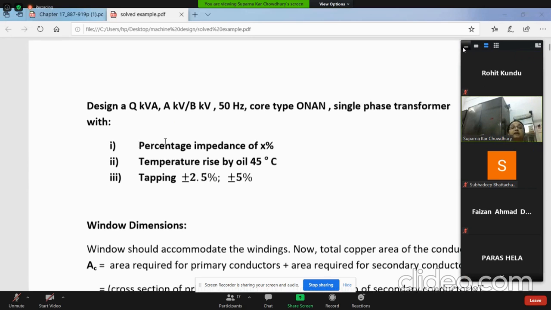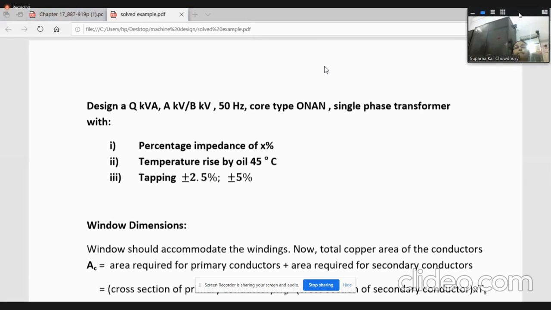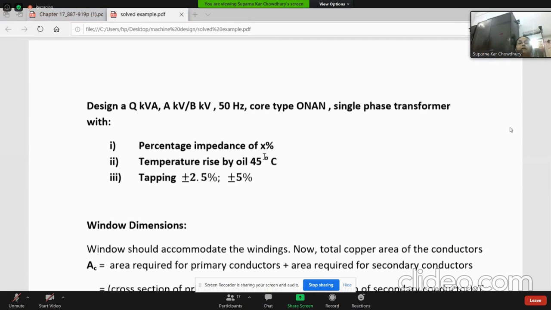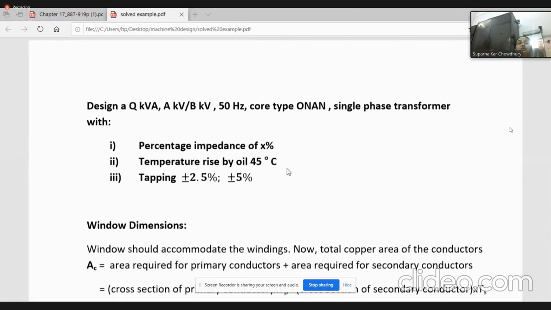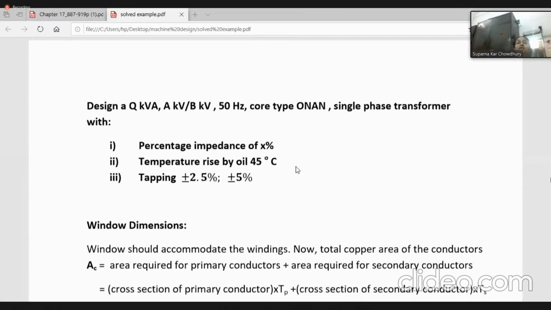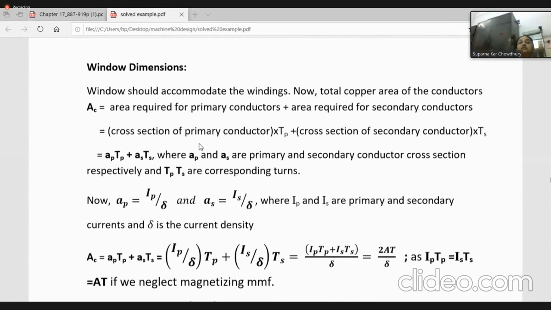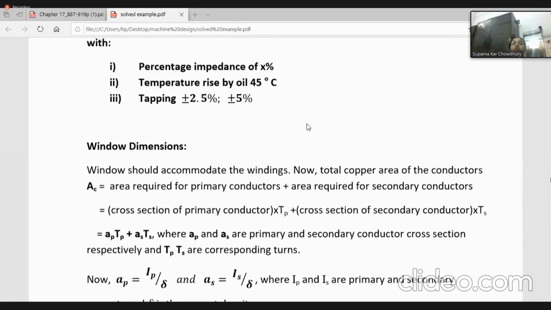And what is specified minimal, that is a percentage impedance. Temperature rise, tapping positions. If special applications, some other quantities might also be specified. Now from here, we have to decide the dimension. So dimension information has to be derived from these ratings. Now, I have just explained a basic principle, that is, in single phase core type we are discussing.